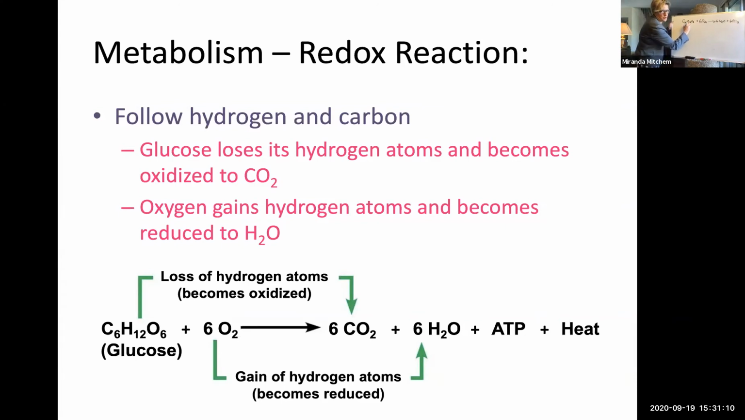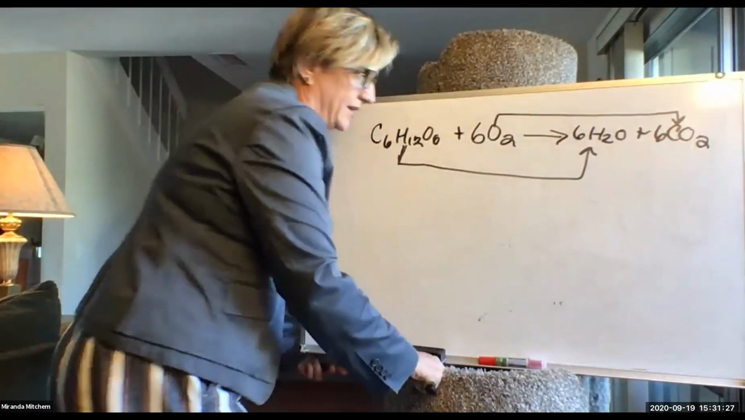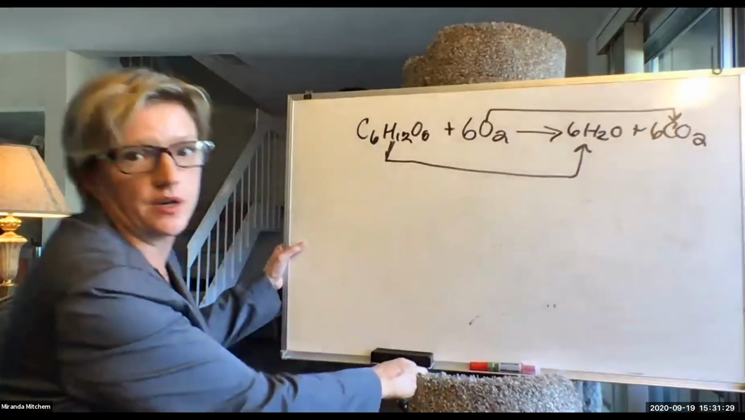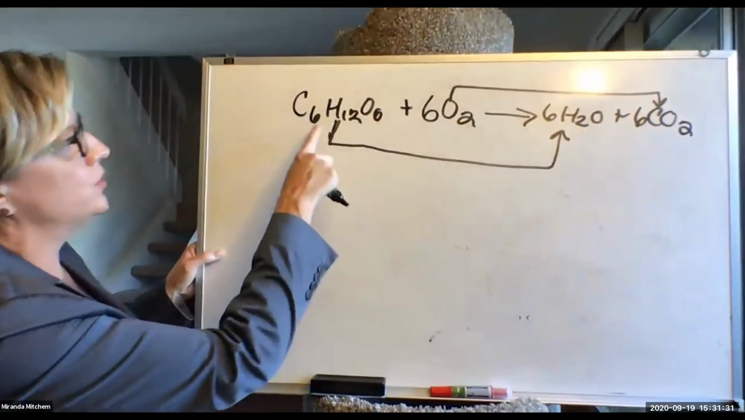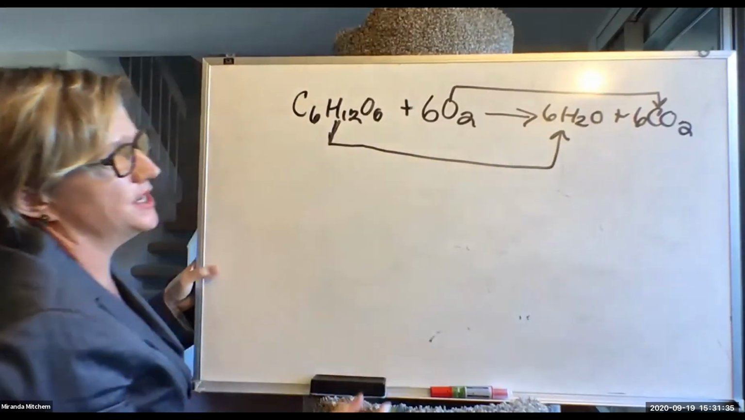Let me just draw this out. Oh, sorry. Let me turn off the screen share so you can see better. I apologize for that. Okay, so we've got our balanced chemical reaction of cellular respiration: 1 glucose molecule, 6 O2s, 6 waters, 6 CO2s.